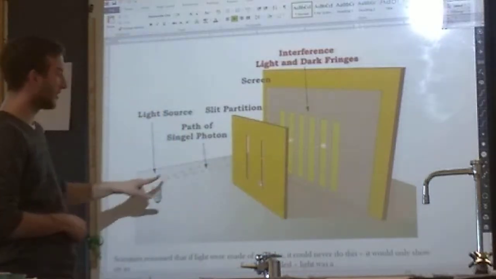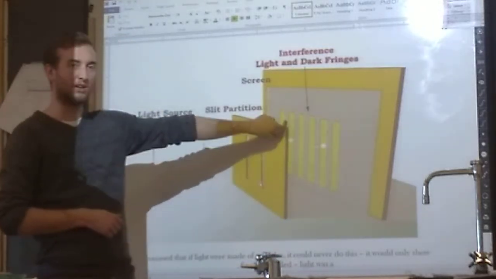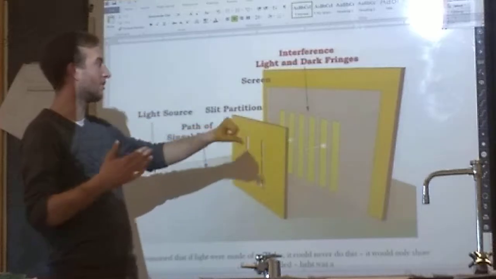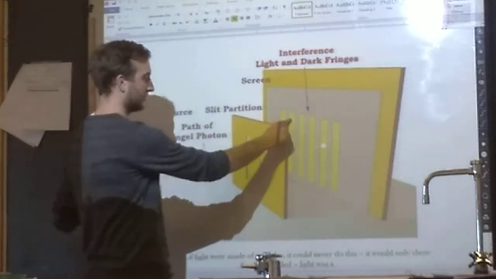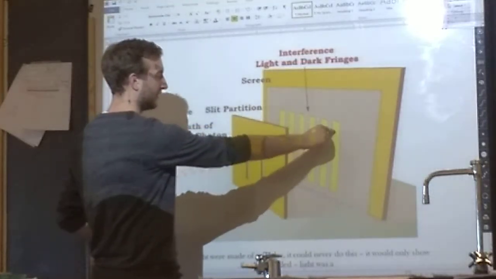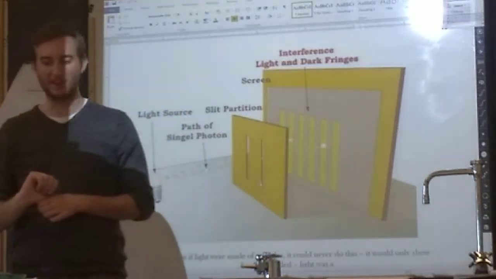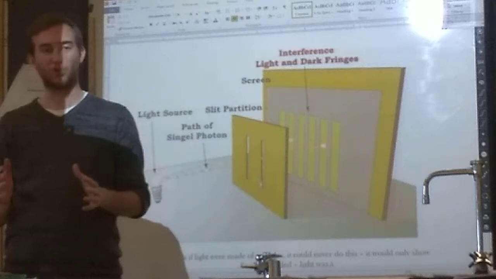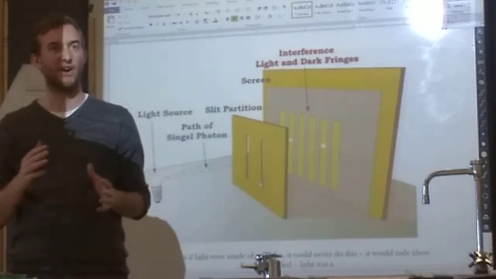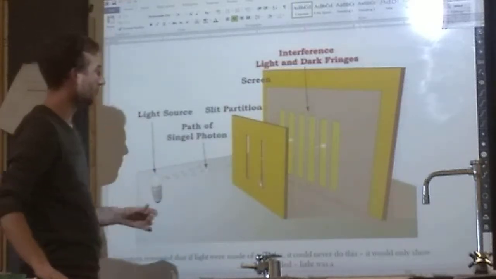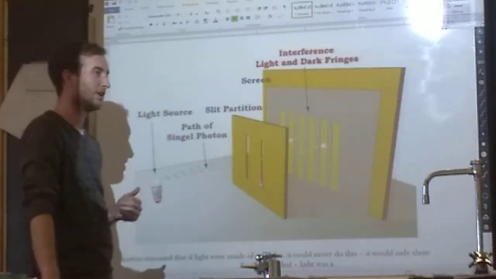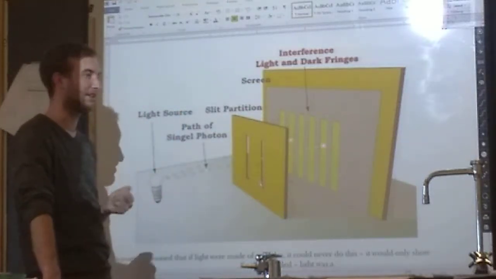We have a light source, we have 2 slits. Count how many bright spots there are. We call them fringes. I have 1, 2, 3, 4, 5, 6. 6 fringes, okay? That is strange, to say the least. It's very, very strange. Now, with these 6 fringes, that's showing us that light does something kind of interesting.